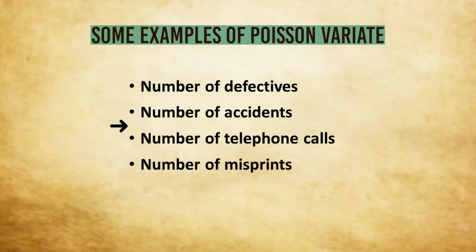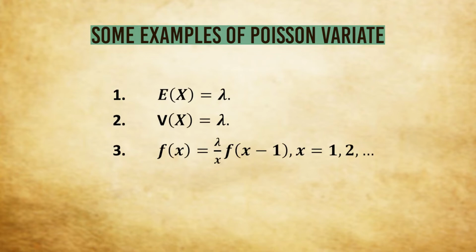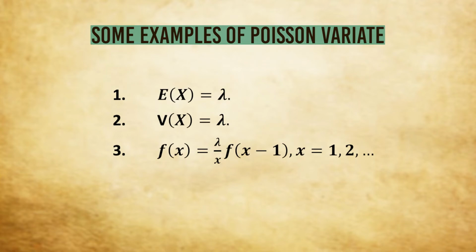Similarly, number of accidents, number of telephone calls, number of misprints. These are all examples of Poisson variate. That is, these are examples of a random variable that will follow a Poisson distribution. We come to the properties. There are not many properties, but these are important properties. Expectation of x is lambda, variance of x is lambda. That means for a Poisson distribution, both mean and variance are equal, which are equal to the parameter lambda. And the recurrence relation here is f(x) is equal to lambda by x into f(x minus 1). You can see the range of x runs from 1 up to infinity.